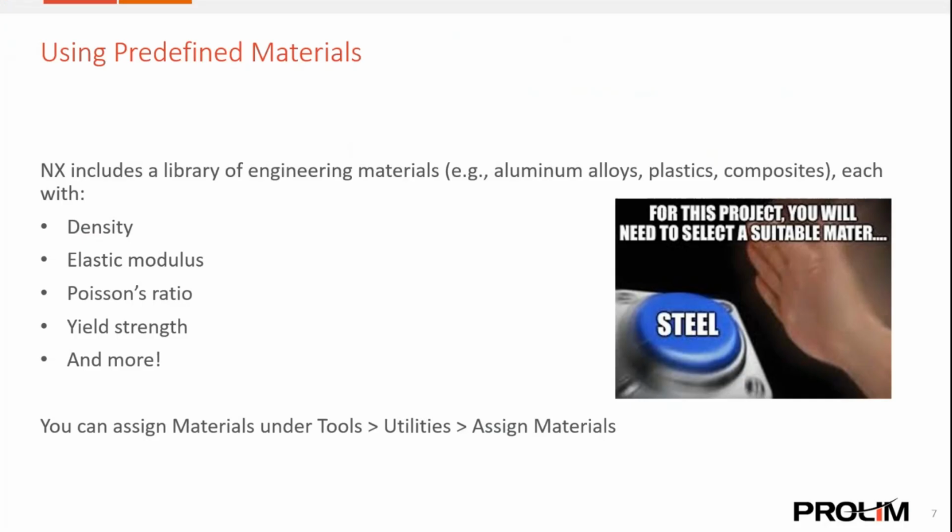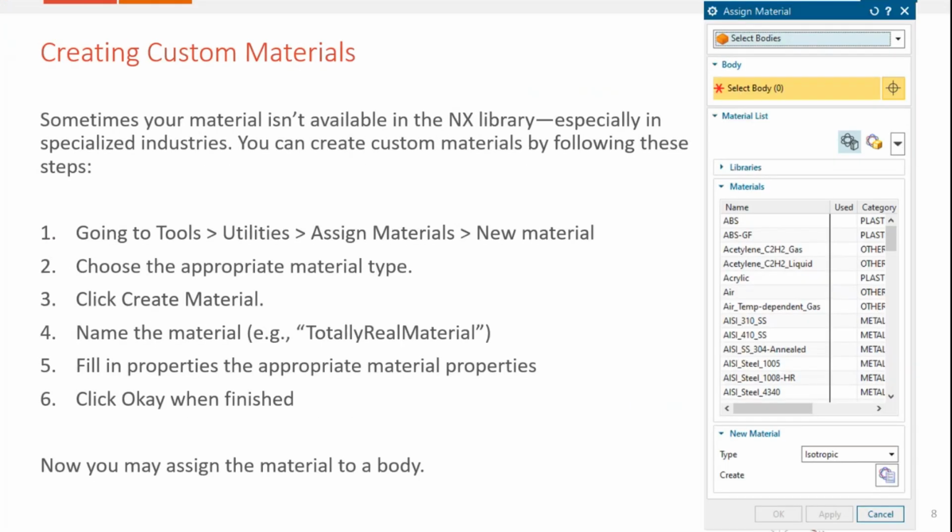So now, of course, sometimes the built-in materials aren't enough. Maybe you're working with a proprietary material, or your supplier has provided a datasheet with exact specifications, and that's where the custom materials come in. So of course, in NX, you can create your own materials and enter all the necessary properties, whether that's your density, your modulus of elasticity, your yield strength, etc. And this ensures that your model matches the real-world behavior.